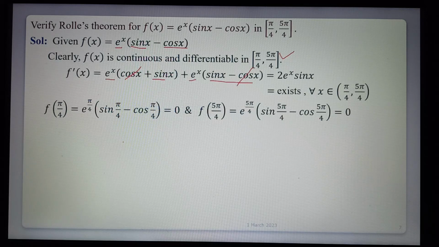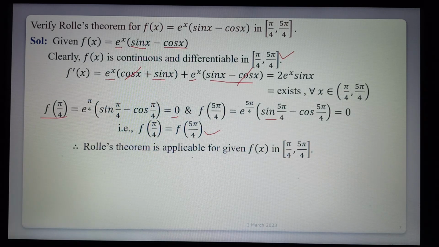Next condition, verify f of a and f of b. So f of a is f of minus 5 by 4, equal to e power minus 5 by 4 into sin minus 5 by 4 minus cos minus 5 by 4, equal to 0. Next, f of 5 by 4 is equal to e power 5 by 4 into sin 5 by 4 minus cos 5 by 4. Both values are equal, 1 by root 2 minus 1 by root 2, that is equal to 0. So f of a is equal to f of b. Therefore Rolle's theorem is applicable for the given f of x in the interval minus 5 by 4 comma 5 by 4.